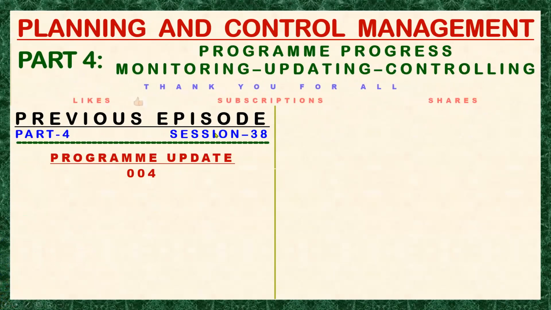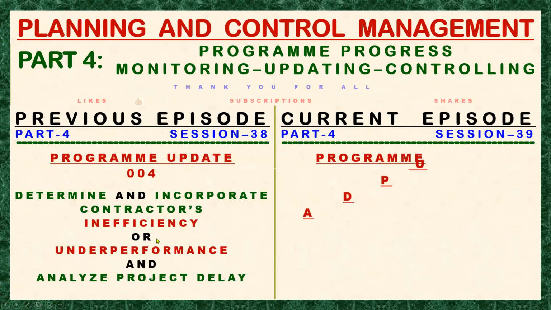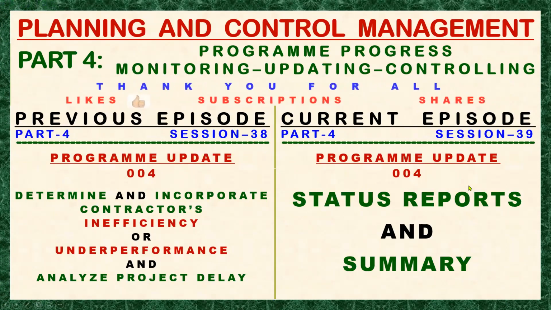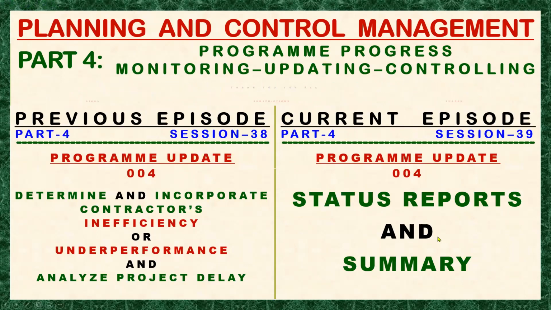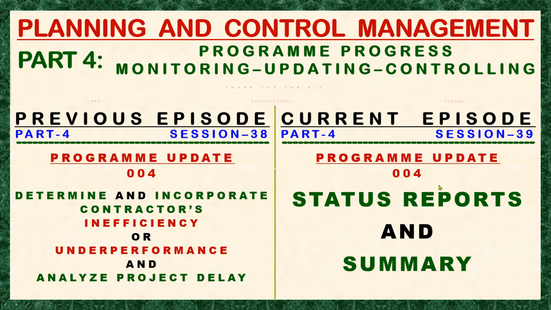Our previous episode was Part 4, Session 38, Program Update 004, specific to determining and incorporating contractors' efficiency or underperformance and analyzing project delay. Our current episode is Part 4, Session 39, Program Update 004 also, and this one is the status reports and summary. So this is the last thing that we need to do in every progress update. We will be moving to Program Update 005 for the next episode, of course.